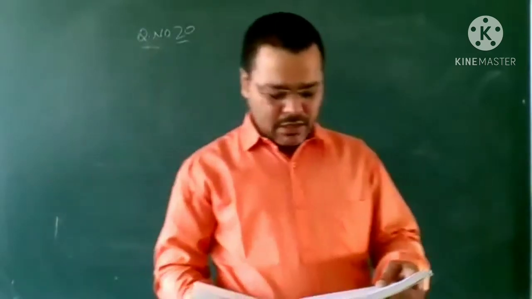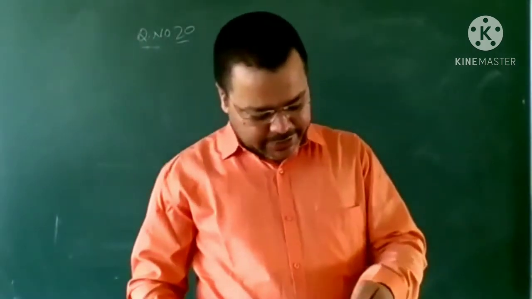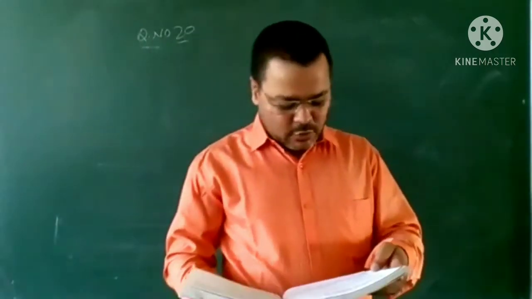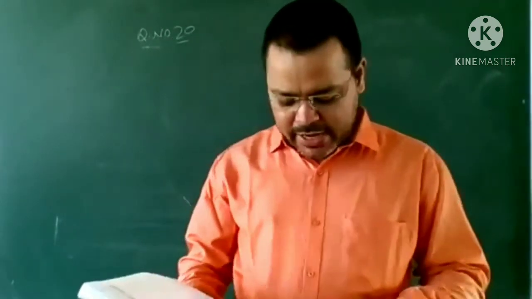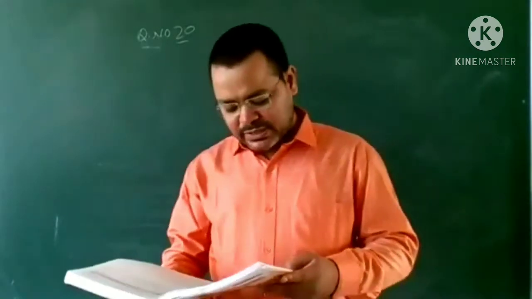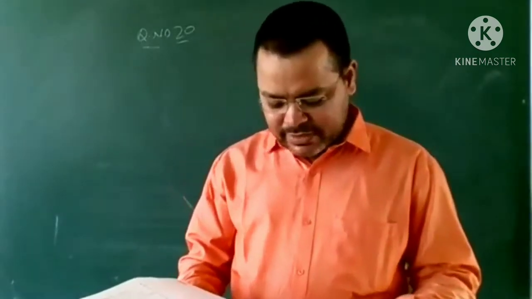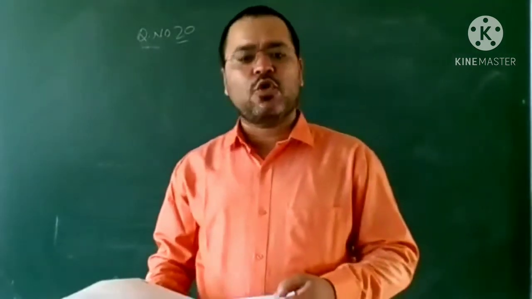Question number 20 is: find the value of a for which the following points, A is given as (3, 2), B is given as (2, 1) and C is given as (5, a), are collinear.